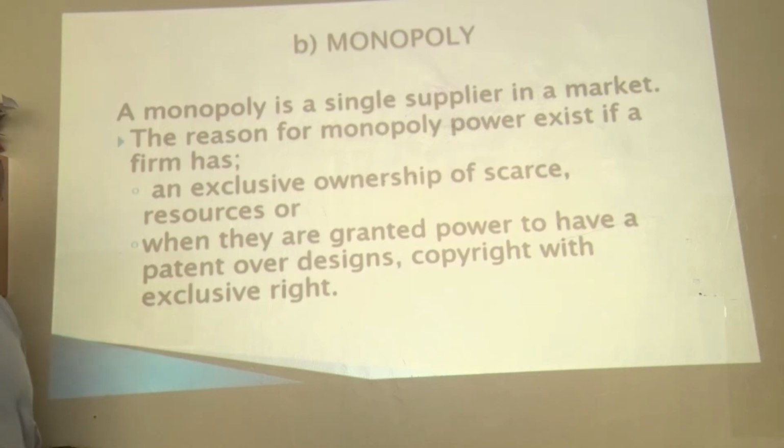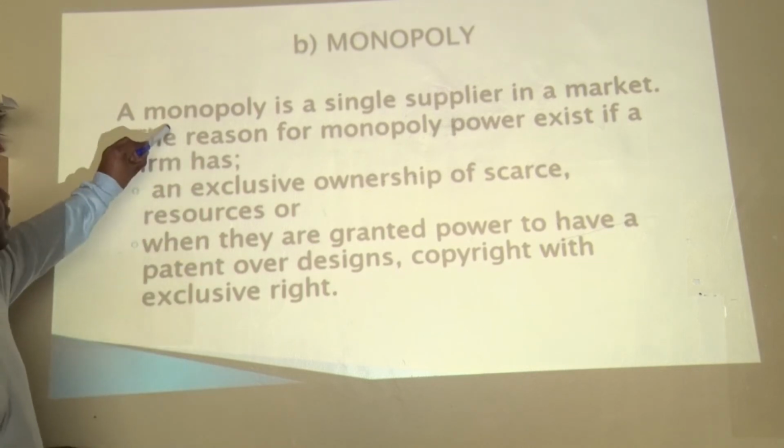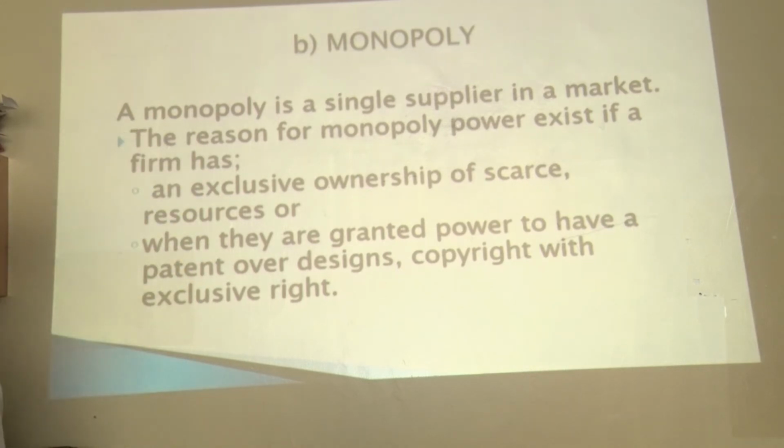So the second type of market we are going to talk about is the monopoly. A monopoly, as the name suggests, mono means one. Therefore, a monopoly is a single supplier in a market. The reason for monopoly power exists if the firm has an exclusive ownership of scarce resources. So if you have ownership of scarce resources, therefore, you automatically qualify to be a monopoly. A good example is Kenya Power in Kenya. When they are granted power to have a patent of a design copyright with exclusive rights. Once you have the power to exclusive rights, at the end of the day, you can become a monopoly.